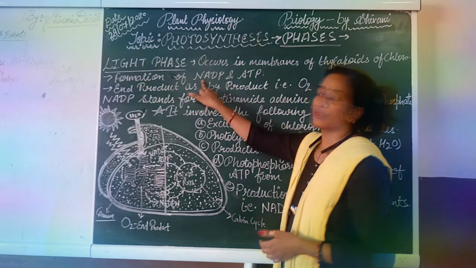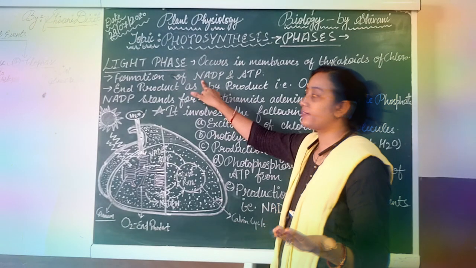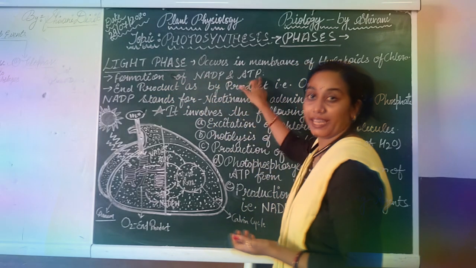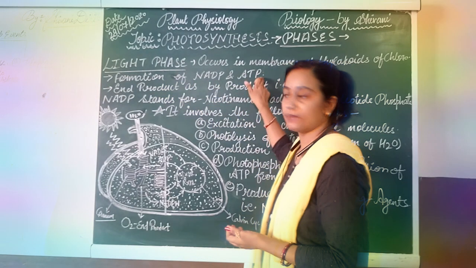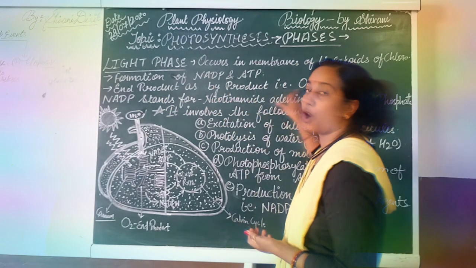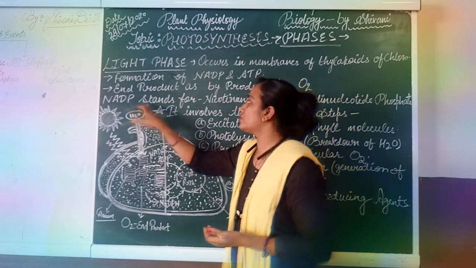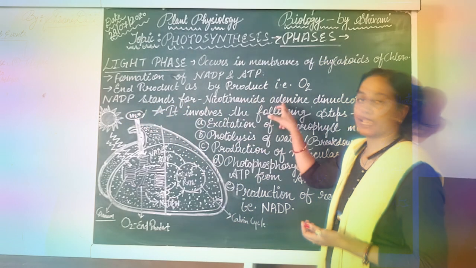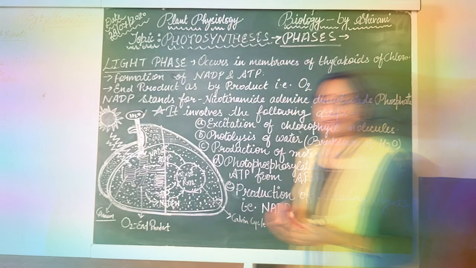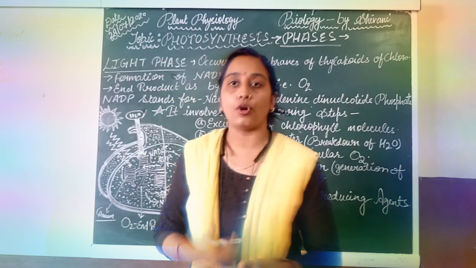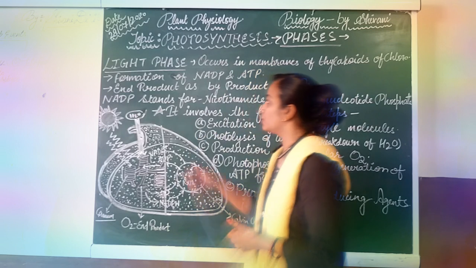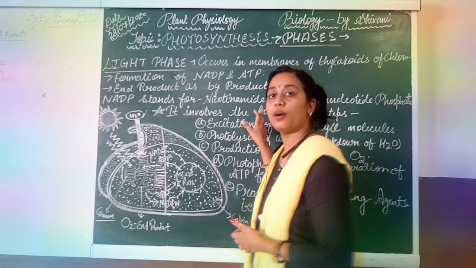In the next step of photosynthesis, the light phase, formation of NADPH and ATP takes place. The end product, as a byproduct, is oxygen. NADP stands for nicotinamide adenine dinucleotide phosphate. This is the full form. Most of the time the full form or abbreviation of NADP is asked in exams, so you have to keep this full form in your mind.